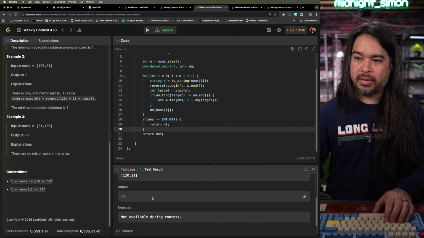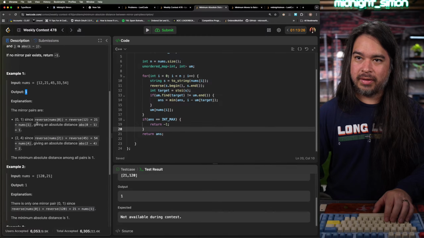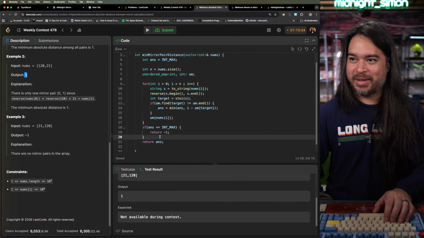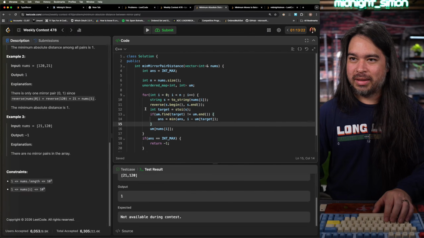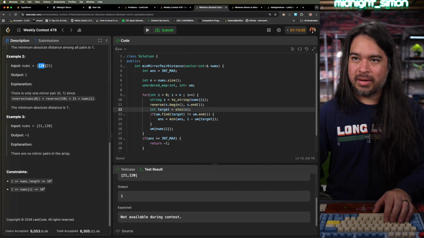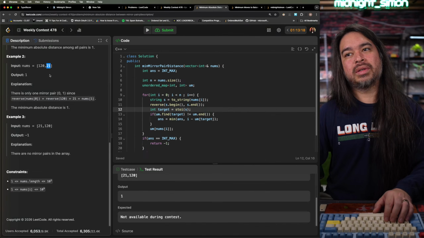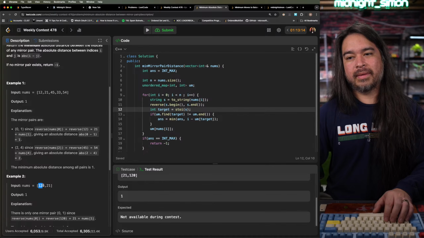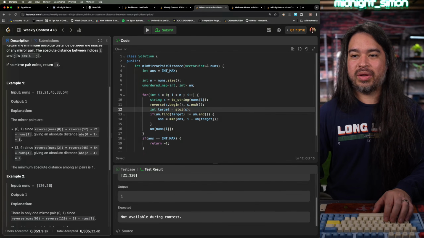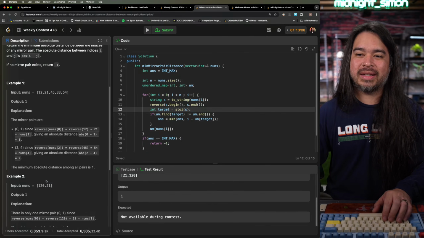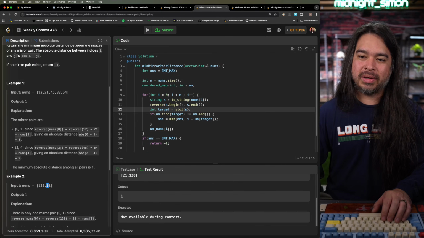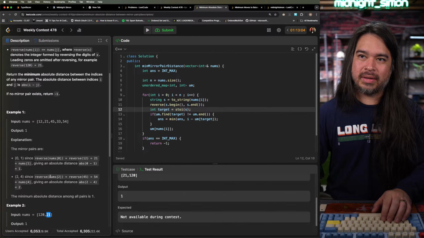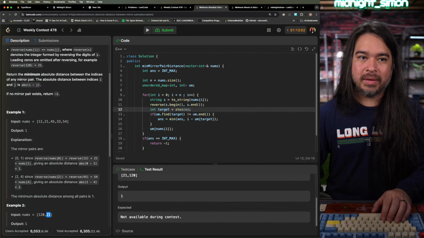-1, 1. No. Oh, geez. Something ain't right, man. So I put that in there. Oh. Wait. Maybe we have to go left to right, and then we also have to go right to left, man. Because, yeah, I see what I'm saying.